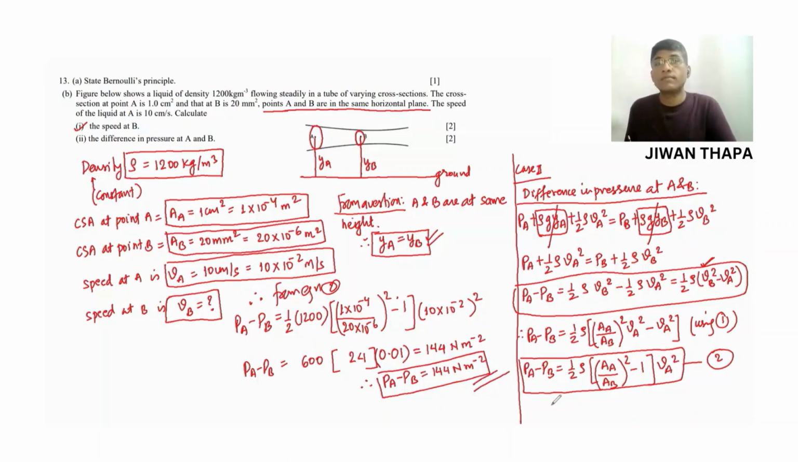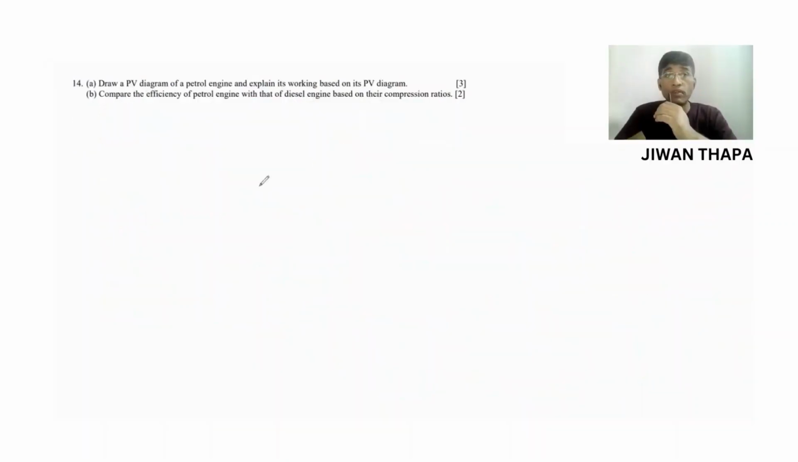Okay. Question 14a, draw a PV diagram of petrol engine and explain its working based on its PV diagram. So you can check my upcoming video for question 14a. Now let us discuss question 14b. Compare the efficiency of petrol engine with that of diesel engine based on their compression ratios. So we need to note this, okay?